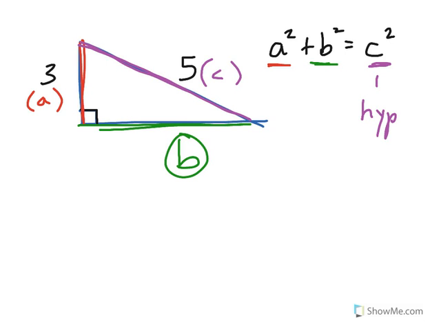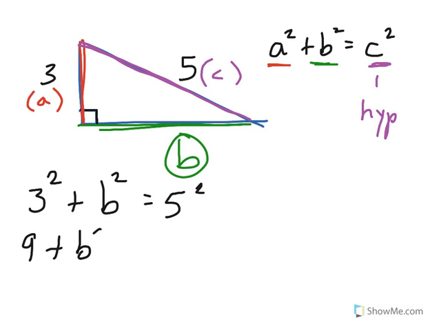Well, let's plug in the numbers we do know. Side A, that's our shortest side. Side A is 3, so I'm going to write 3 squared, because it's got a squared there, plus b squared, because I don't know b, so I'm just going to leave b there, equals c squared, and c squared happens to be 5 squared. Okay? Now at this point, let's clean it up a little bit. So 3 squared, that's not 6, it's 9. 9 plus b squared equals 25.